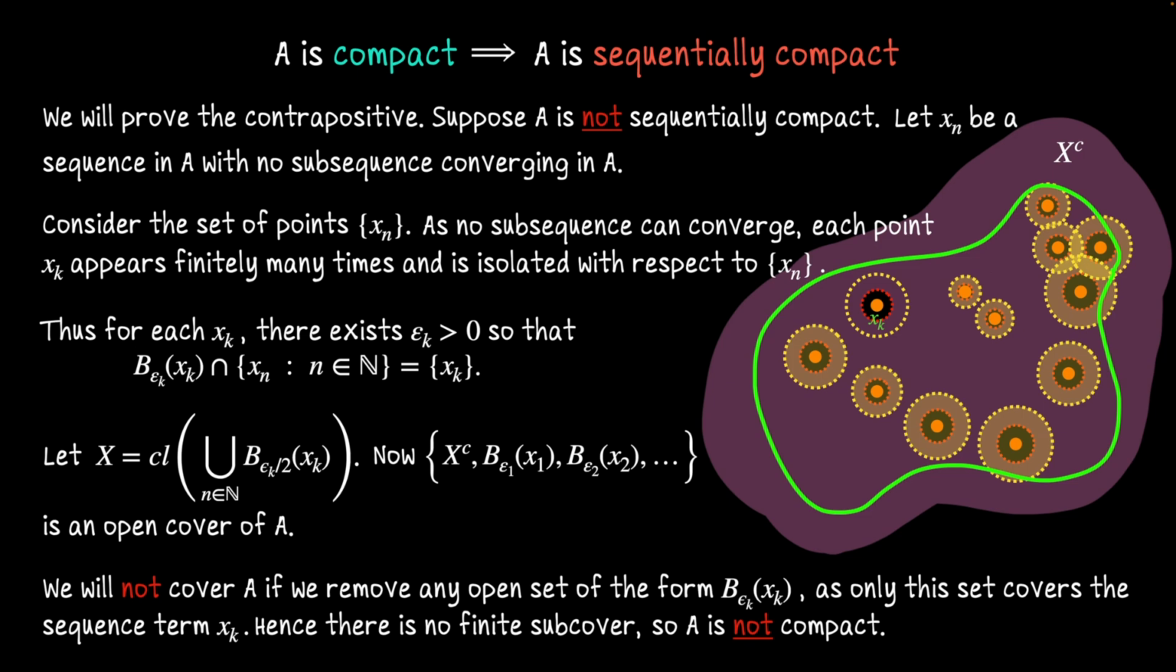By showing that if A is not sequentially compact, then A is not compact, we have in fact proven that if A is compact, then A is sequentially compact. Take a moment if you need to work back through this proof, think about why this open cover works, and when you're ready, move on to the other direction.